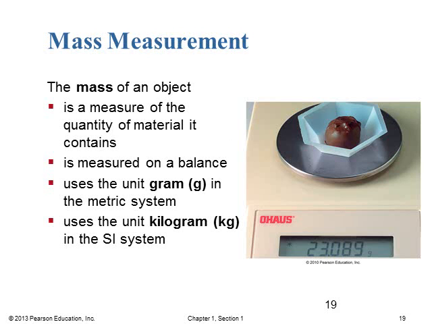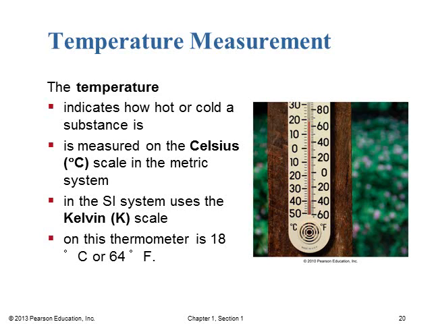To measure mass, mass is just how much matter or how much material something contains. We use a balance to measure mass. The metric system uses grams, and the SI system uses kilograms. But in essence, they are all the same base unit of grams.